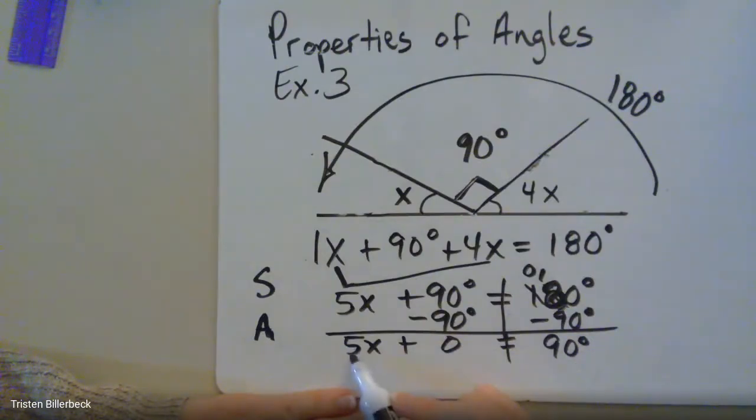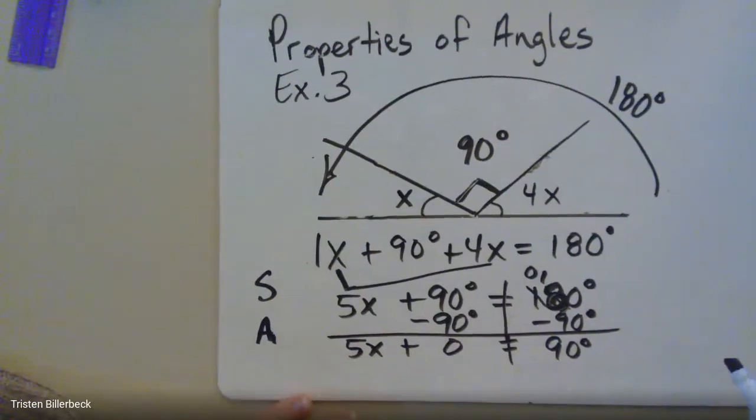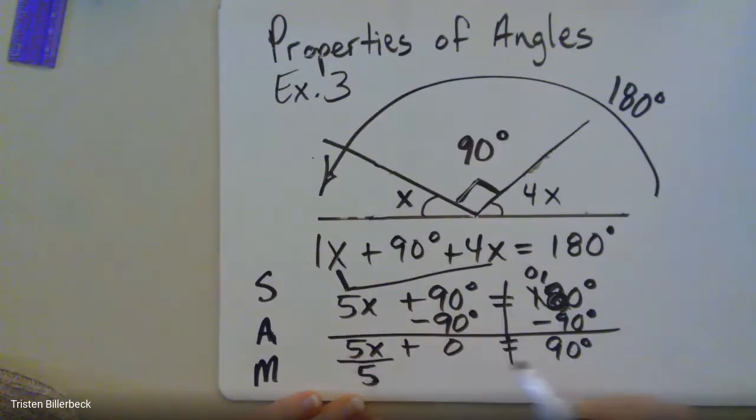Well, we can't leave 5x equals 90. We have to do something about this 5. So 5 is multiplying with the x, so we're going to use a multiplicative inverse. What's the opposite of multiplication? That's right, division. So we're going to divide by the 5 to get rid of it, and divide on the other side by 5. And 0 divided by 5 is just 0, so that really doesn't make any difference there.